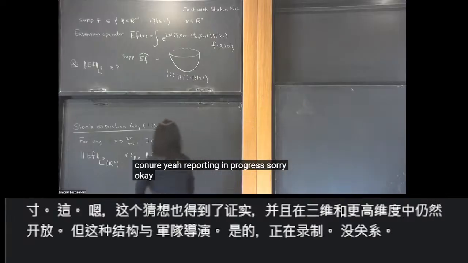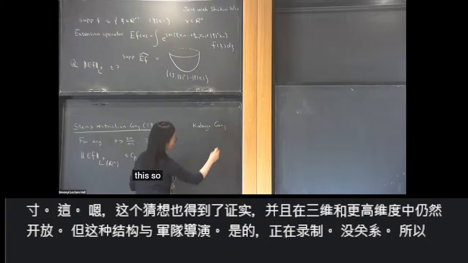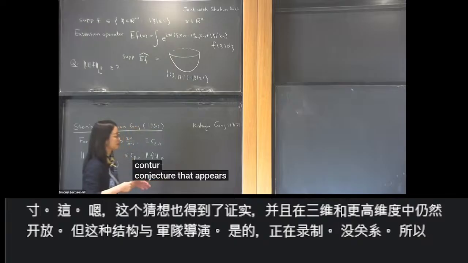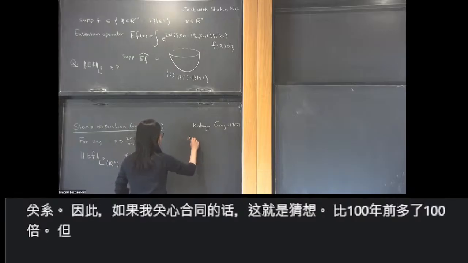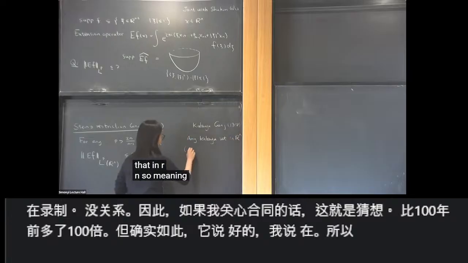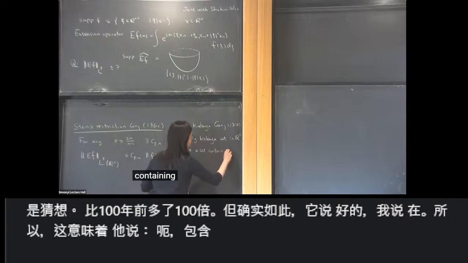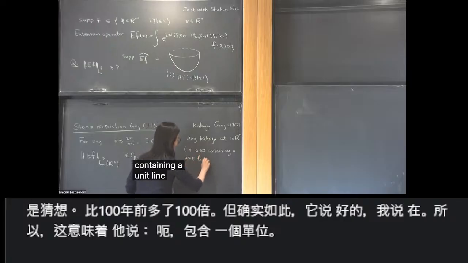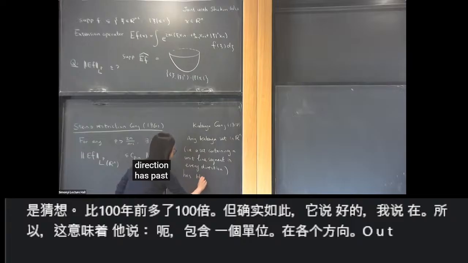Okay. So the Kakeya conjecture is a conjecture that appeared more than 100 years ago, and it says that any Kakeya set in R^n, meaning any set containing a unit line segment in every direction, has positive dimension n.